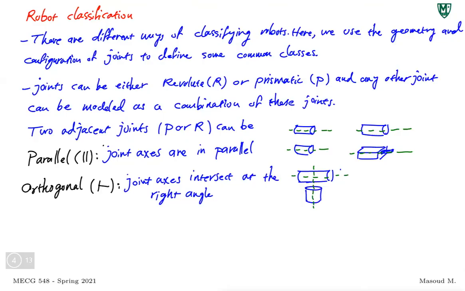But orthogonal is when joint axes intersect at right angles. They're intersecting somehow, and there's a 90 degree angle between them. You can replace one of them with a prismatic joint, or you can just use two prismatic joints. It can be even in the previous case. In this case, let's say we have one prismatic joint like this.